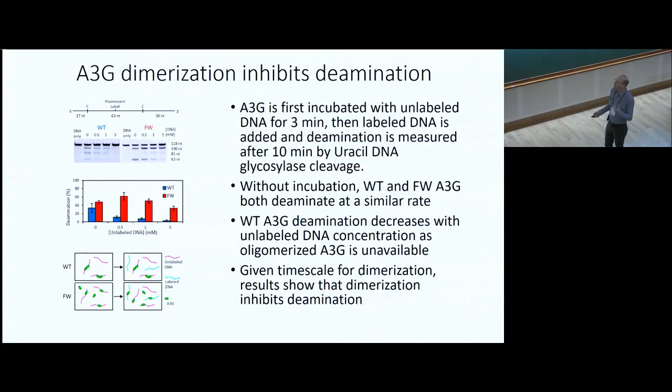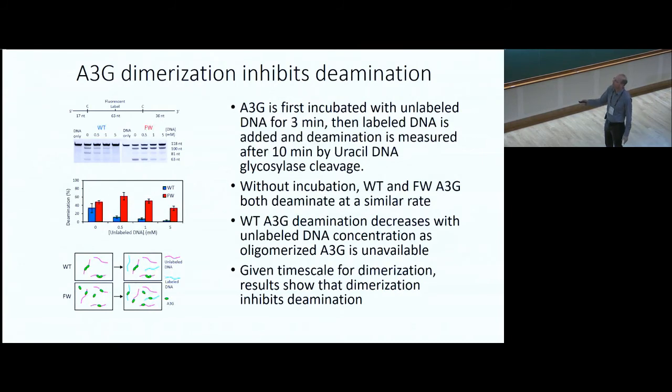So we said, well, why don't you try an experiment where you start with oligomers? So we said, why don't you first add unlabeled DNA, so DNA that doesn't have the sites, and wait for a certain amount of time, of say 3 minutes, and then measure its ability to act on these substrates. And what she saw was for FW and wild type. So FW is the monomer, it can't form oligomers, and wild type forms oligomers.